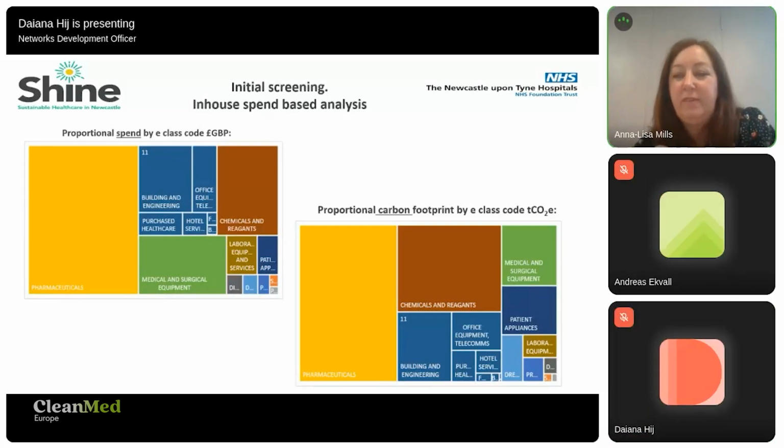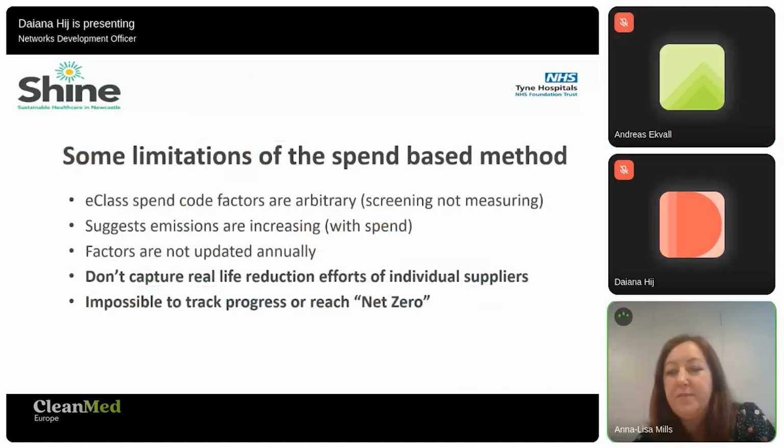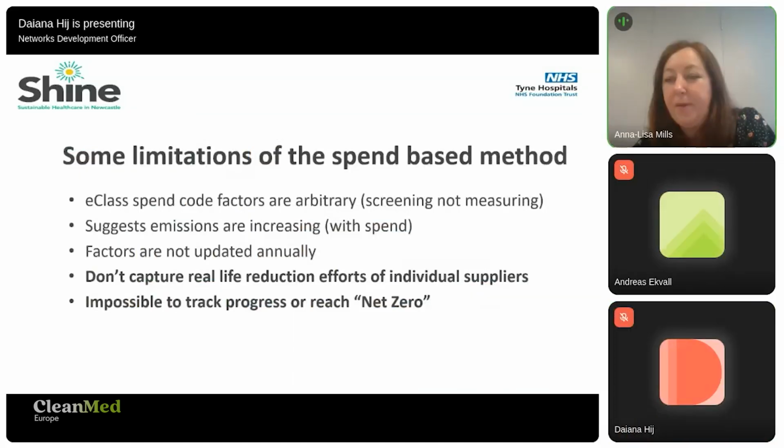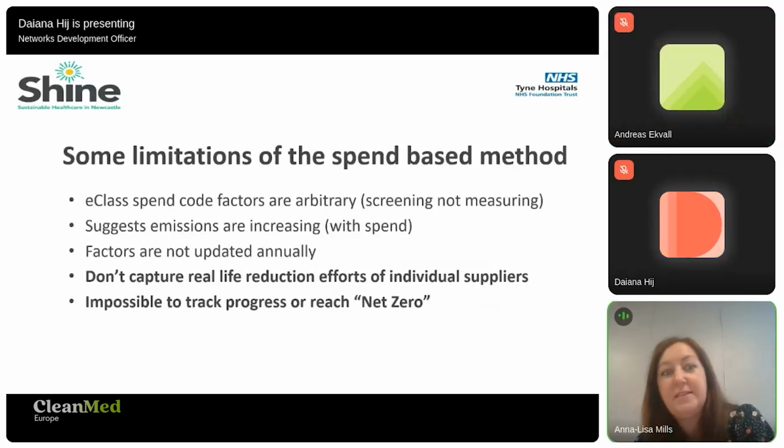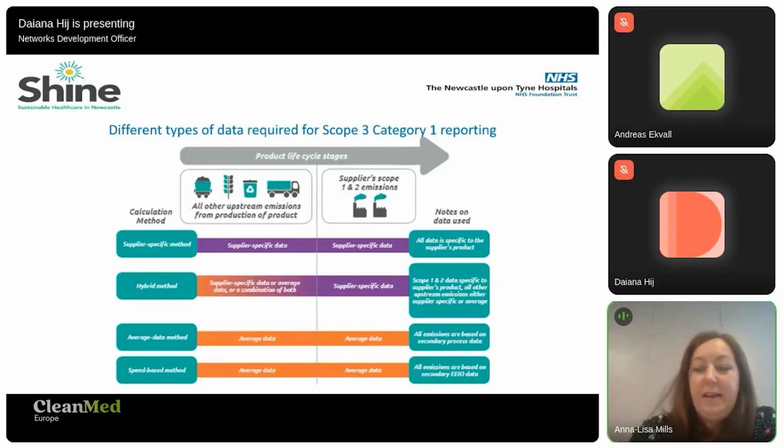So the next slide really shows, again, a summary of some of the limitations that we've talked about. But most importantly, it doesn't capture the real life efforts of individual suppliers. And importantly, we can't track any progress because we don't know who's working towards net zero if we're just monitoring how much we spend. So the next slide is really one of the more important ones, which is taken straight from the Greenhouse Gas Protocol.